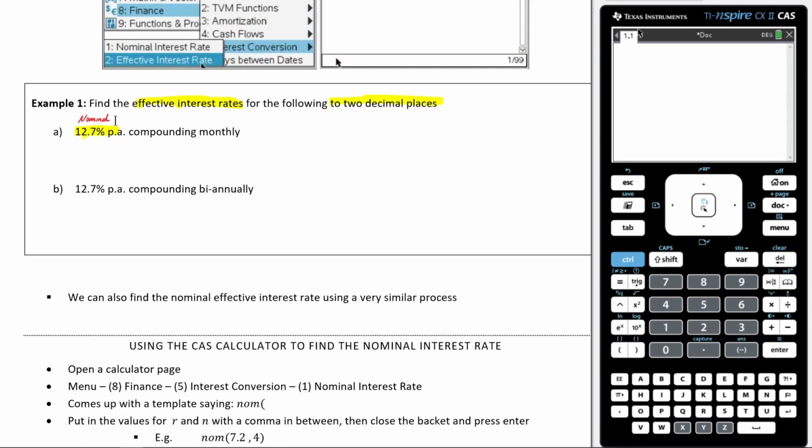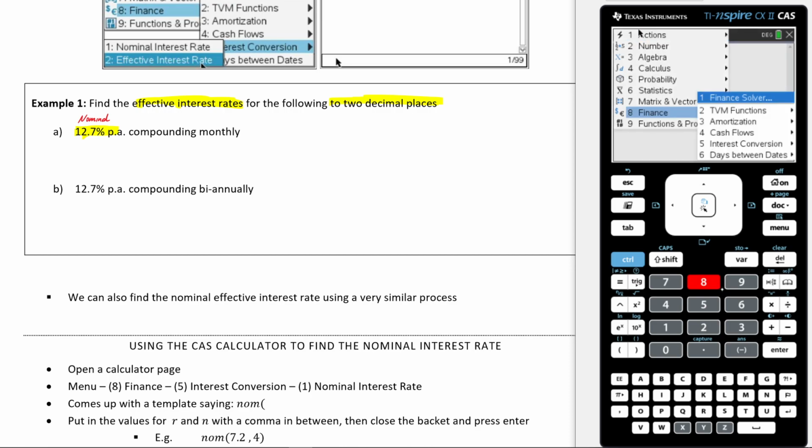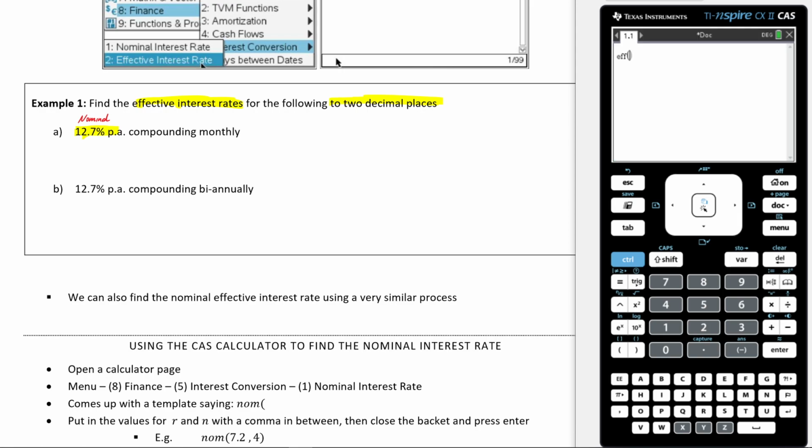So what you're going to do is go menu, 8 for finance, and then you want to go 5 for interest conversion. And we want effective interest rate here. You then are going to type in 12.7, and the reason why is because that's the nominal interest rate. And then we've got a compounding period of monthly, so that means n is equal to 12. So after I've put in the interest rate, I'm going to go comma 12. Then I'm going to close my brackets. And when I do that, I'm going to end up with this. Let me just write that out.